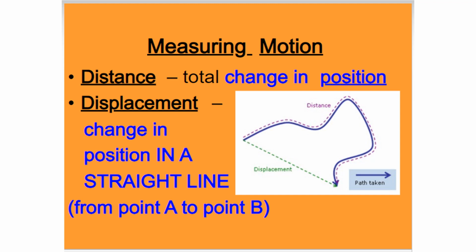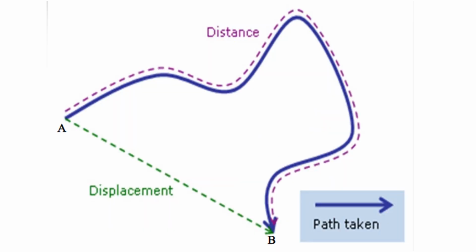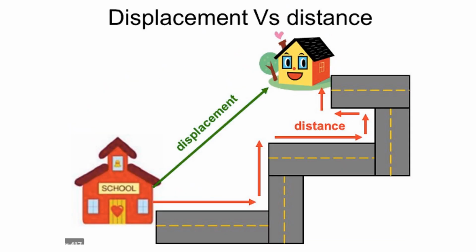In measuring the motion class, there are two things that you need to remember: the distance and the displacement. Distance class is a total change in position, and displacement a change in position in a straight line from point A to point B. For example, this is how it looks like, the distance from point A to point B, and this is how it looks like, the displacement. Okay? For example, another example is displacement in this area, and this one is the distance.